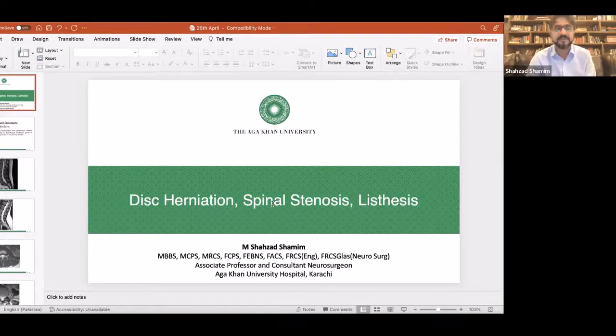For a regular spine surgeon, in fact for any neurosurgeon, these three pathologies account for almost 90% of the spine workload, for both operative and non-operative cases. So it's a must know. These are not optional topics for neurosurgeons or neurosurgery aspirants.